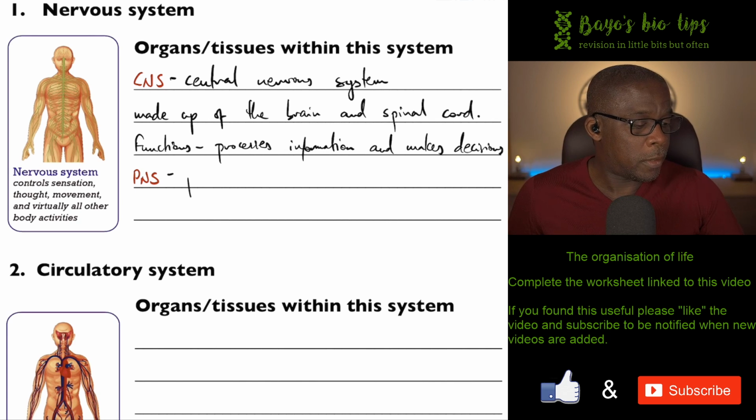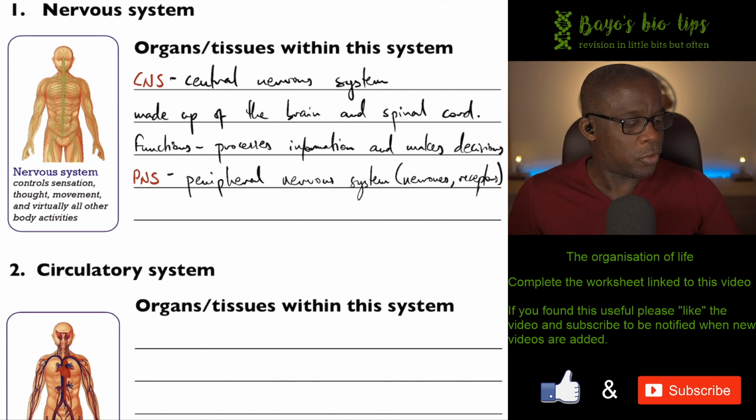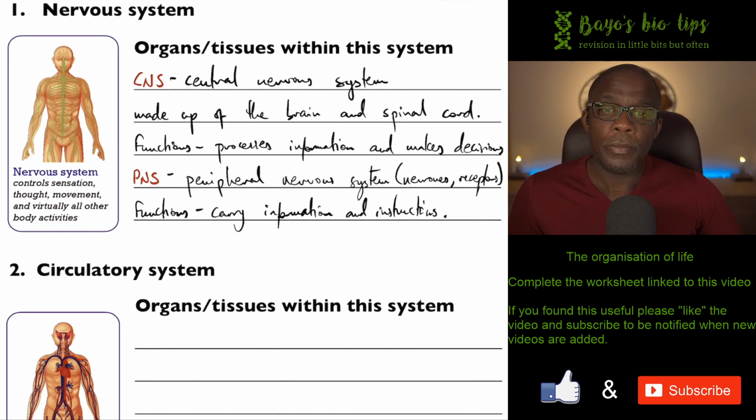So the PNS is the peripheral nervous system, and that's made up of things like neurons, receptors, etc. And the functions here are to carry information and instructions around the body. So that's the nervous system.